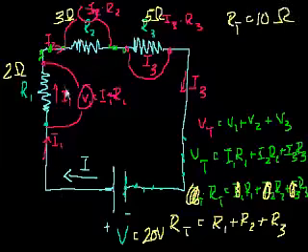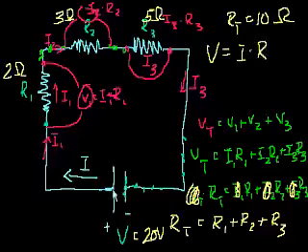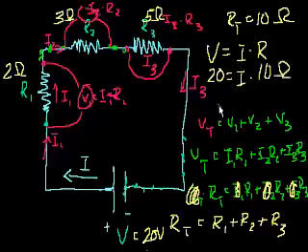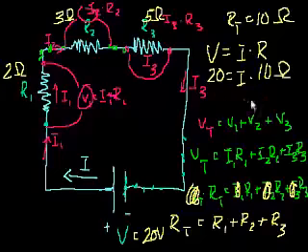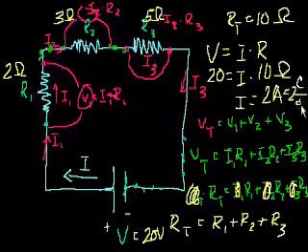So if I were to ask you, what is the current going through this circuit? Well, the total resistance is 10 ohms. We know Ohm's law, voltage is equal to current times resistance. The voltage is just equal to 20. 20 is equal to the current times 10 ohms, right? We just added the resistances. Divide both sides by 10, you get the current is equal to 2 amps or 2 coulombs per second.